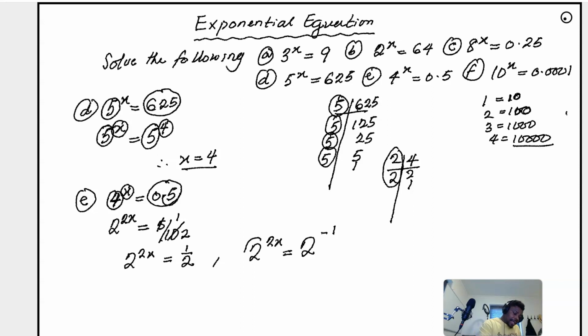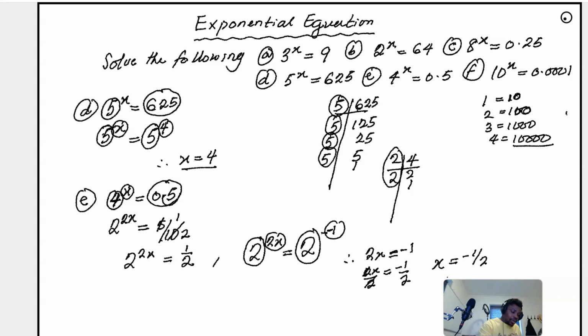Now, the base on the left hand side is equal to the base on the right hand side, which simply means the power 2x must be equal to minus 1. Okay? Must be equal to minus 1. So we are looking for x. That means you have to divide through by what is beside x. Okay? Cancel, cancel. So x is there. So x is equal to minus 1 over 2. Easy. Let's go to the next question.